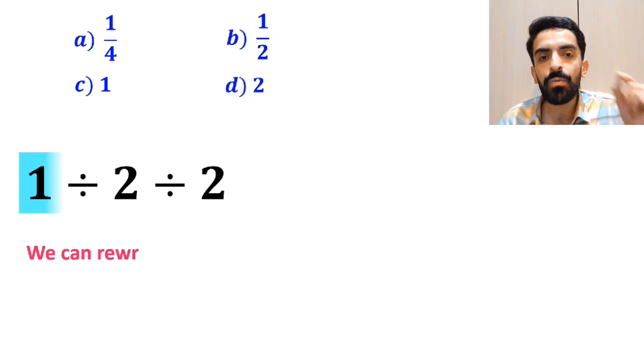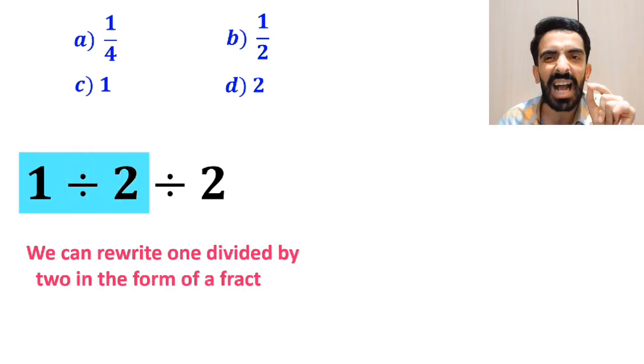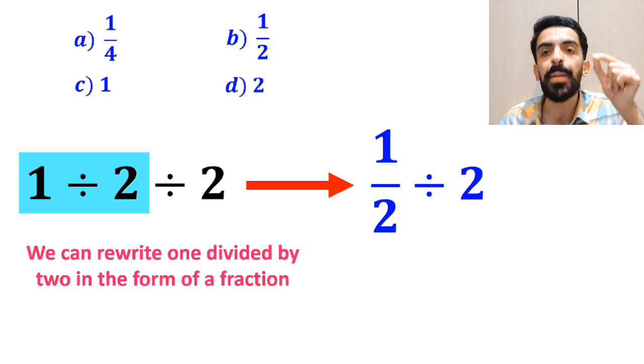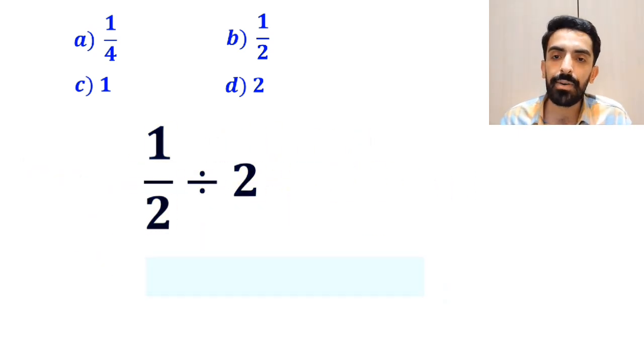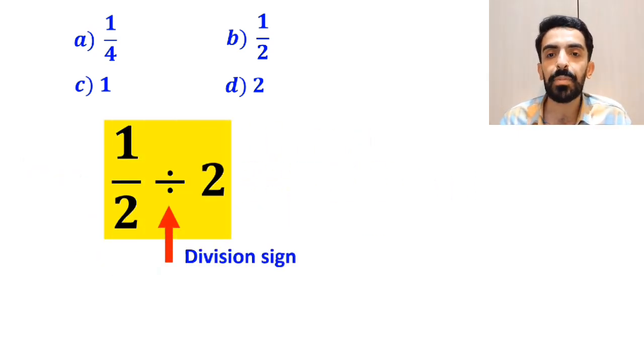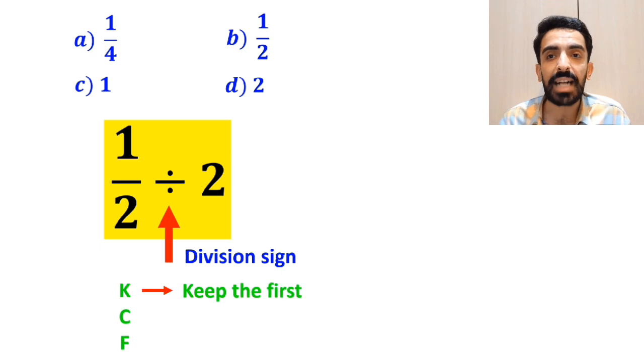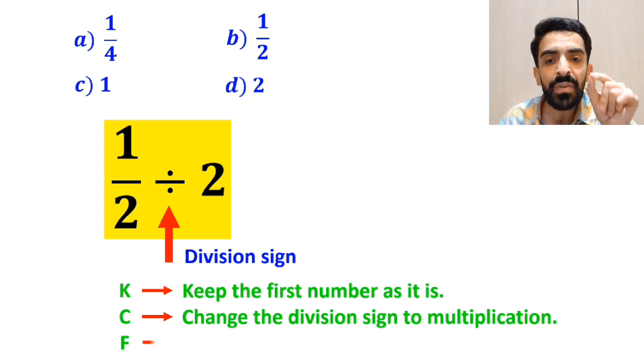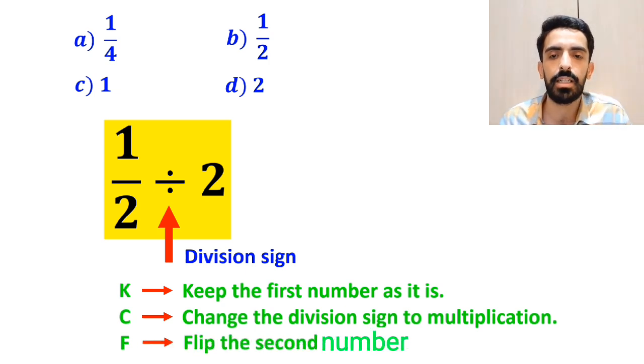Now, we can write 1 divided by 2 in the form of a fraction. So, this expression becomes 1 over 2 divided by 2. Alright, whenever we see a division sign between two expressions, the best strategy is to use the KCF rule. In this rule, K stands for keep the first fraction as it is, C stands for change the division sign to multiplication, and F stands for flip the second number.